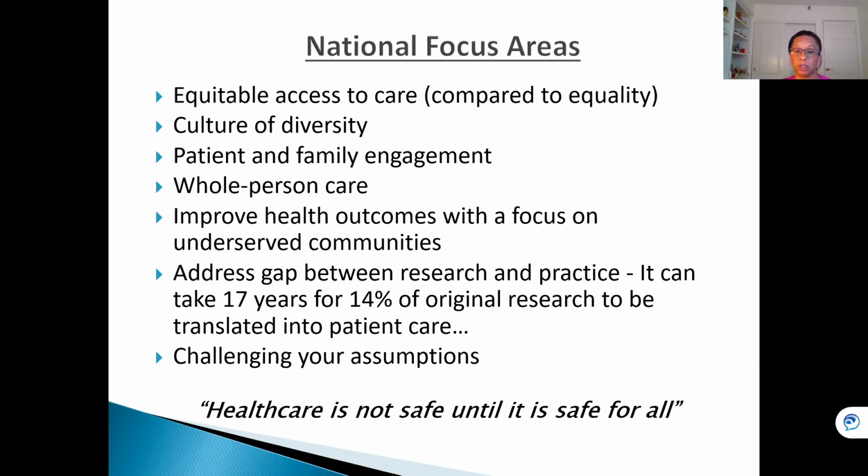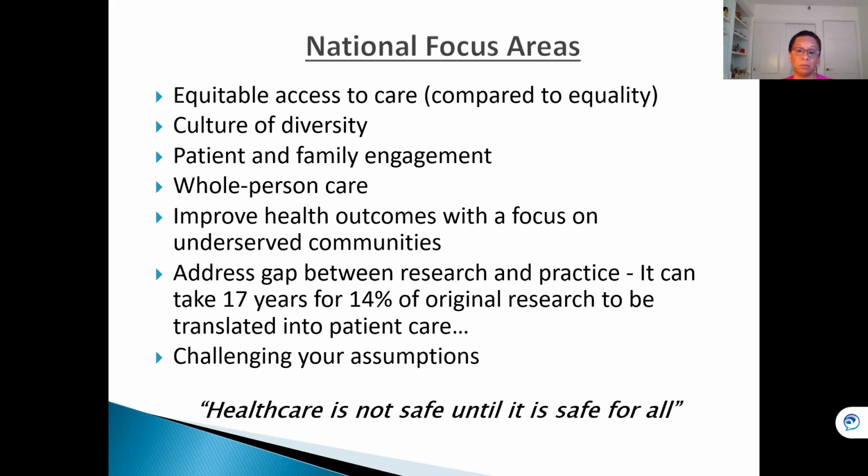Focusing on the whole person. I'm not just focusing on heart, liver, lung, a particular organ system. No, we're taking care of an entire person, their family structure, their financial situation, their educational level, their literacy level, where they live, how they transport back and forth to a clinic, a hospital, and so forth, and really focusing on improving health outcomes in underserved communities. That's really where the big national need is.